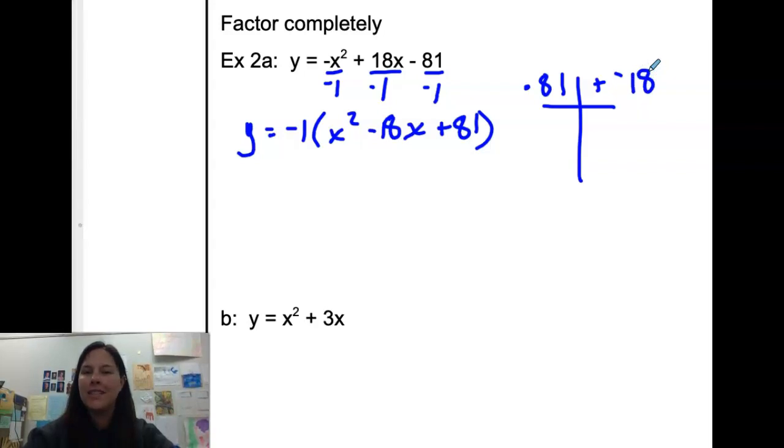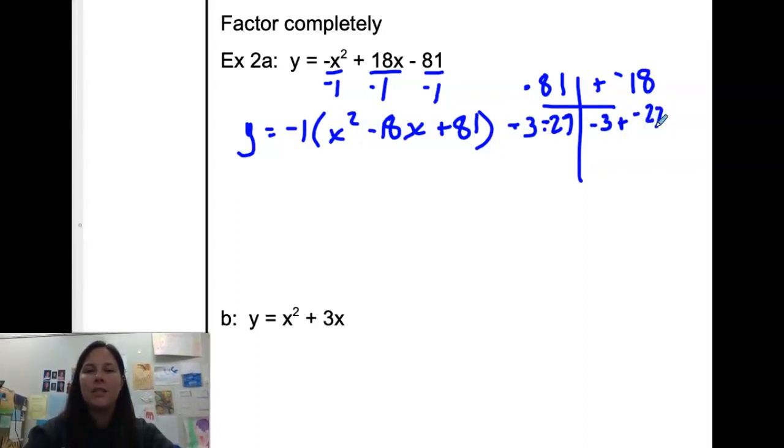1 times 81 is not going to give me 18. 3 does go into 81, 3 times 27. Now that adds to a positive, so in order to multiply to a positive and add to a negative, I need both of my numbers to be negative, which would add to a negative 30.